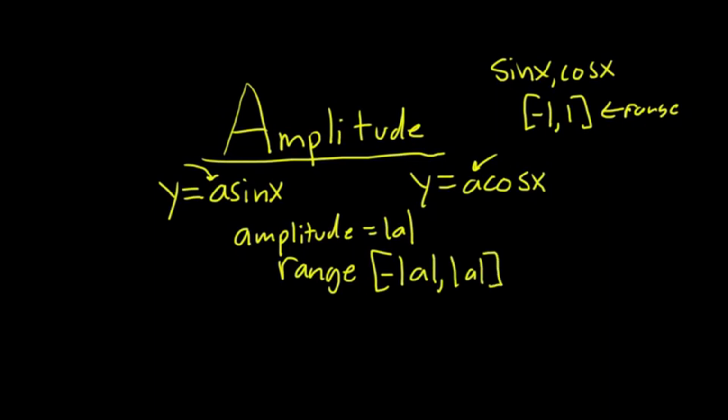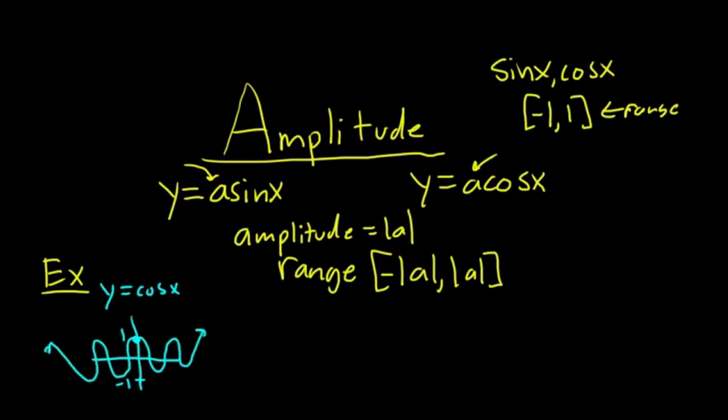Let's look at some examples, just so you see the idea, and then we'll do some examples of finding the amplitude. So say we had y equals cosine x. See, cosine of 0 is 1. So it starts at 1, and it goes down to negative 1. So it does something like this. All right, that's the cosine function, and it does the same thing over here. Something like that, right? That's cosine. So the range is negative 1 to 1.